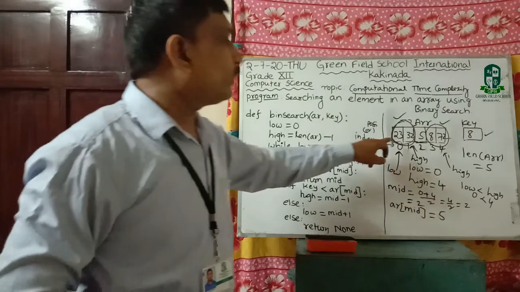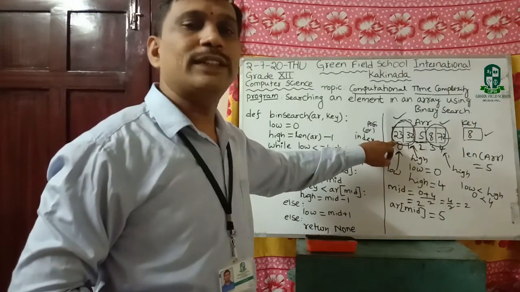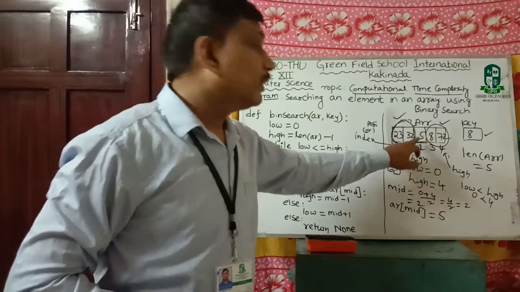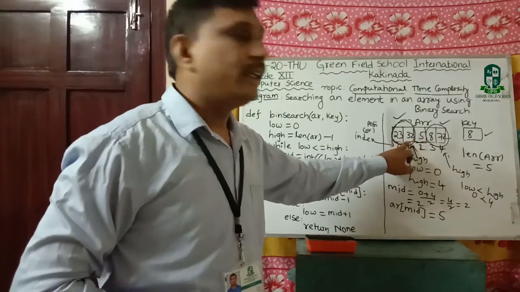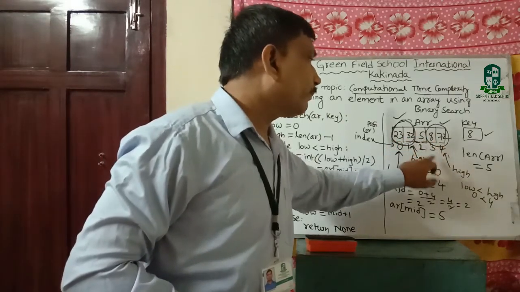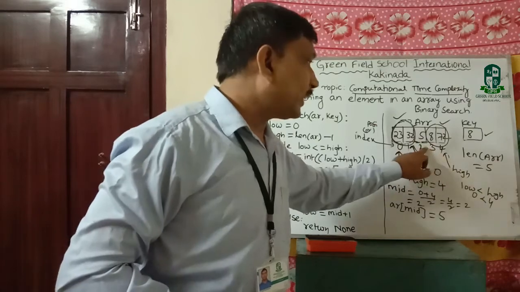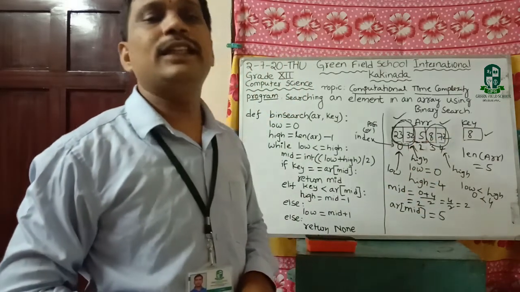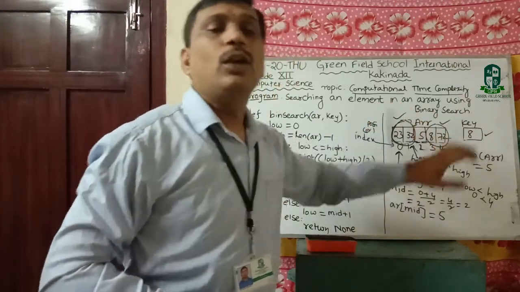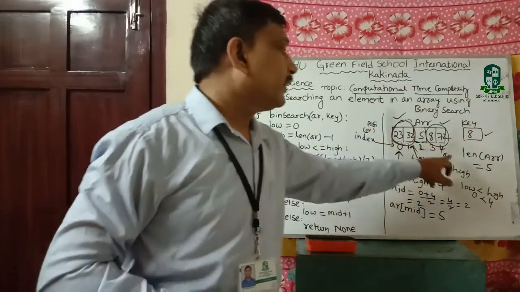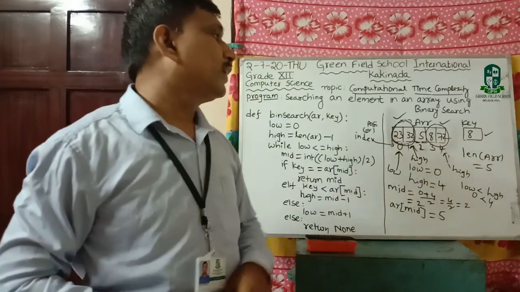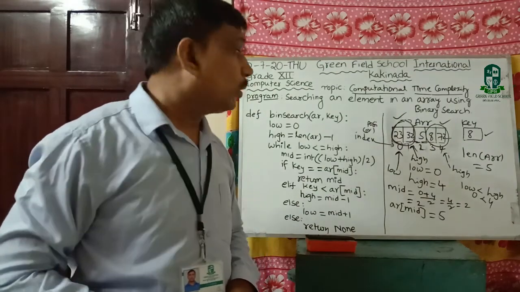Here we already set low, so no need to set low. We set high here. How to set? High is equal to mid minus 1. Here high is set to mid minus 1. Here low is set to mid plus 1, where high is already set. In this way, in this case we set high, in this case we set low. Here low is already set, here high is already set.